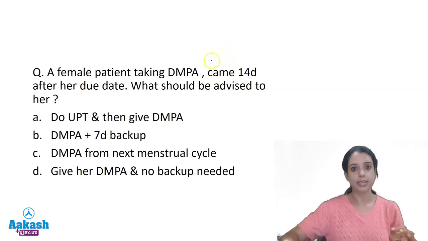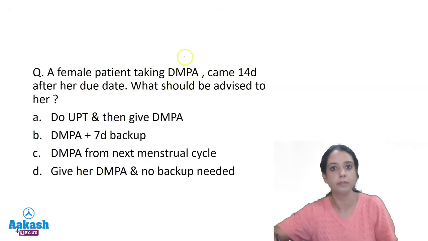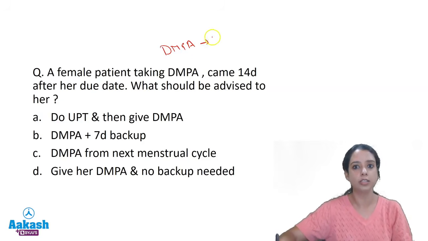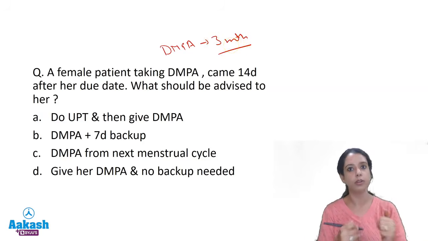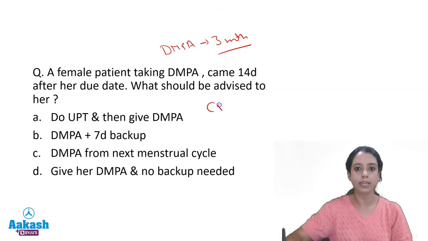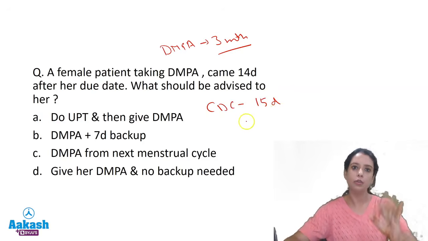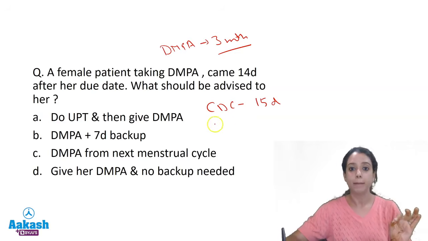A female patient taking DMPA came 14 days after her due date. What should be advised? This is something which you have to know. If a patient takes DMPA, after how many days do we give re-injection? After 3 months, right? What is the grace period allowed to her? That has been told to you in videos also. According to CDC, she can delay her injection, miss her injection, by 15 days. According to WHO, it is actually 30 days.